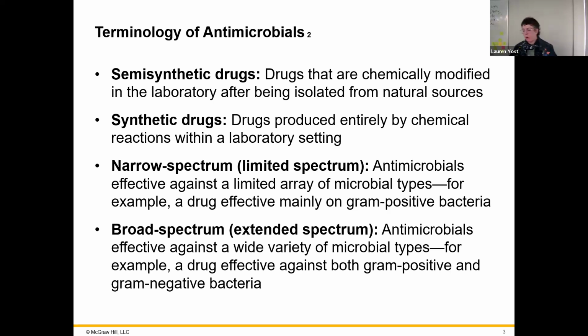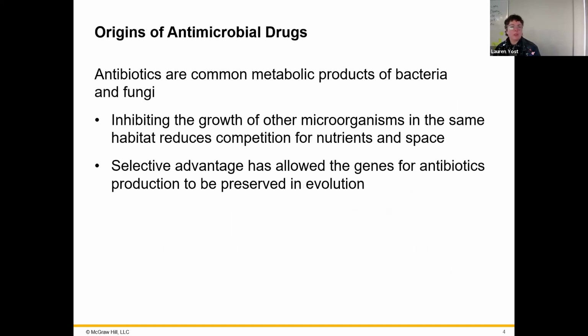Like this just means a broad spectrum drug will get a whole bunch of bacteria, whereas a limited spectrum drug might only get certain kinds of gram positives that have this molecule in them or something like that, right? So we kind of understand those concepts there.